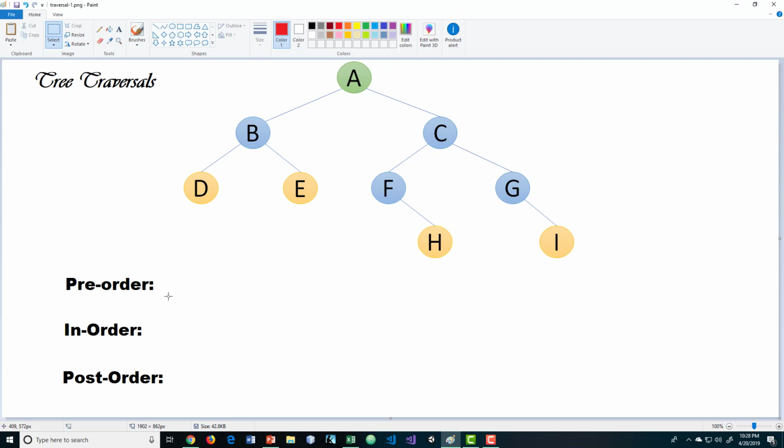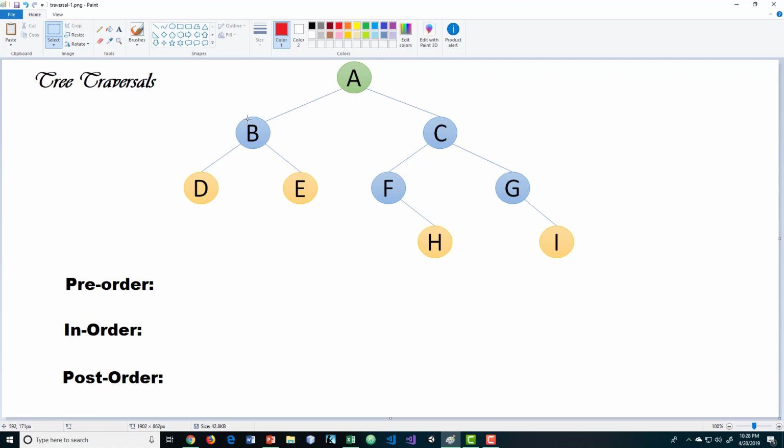Well, anyway, we're going to do three different tree traversals today. We're going to do pre-order, in-order, and post-order. There's another called level order, which is almost trivial. Visually, for us at least, we have A, B, C, D, E, F, G, H, I. That would be the level order traversal. You basically read it from left to right. And that's all that is.